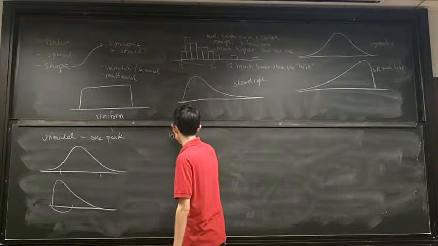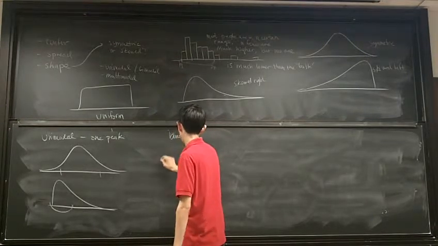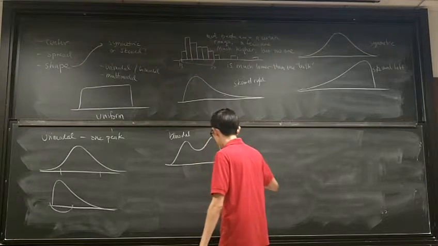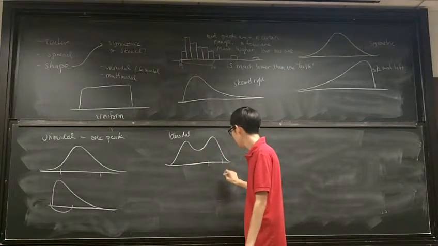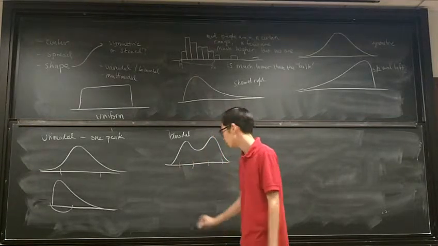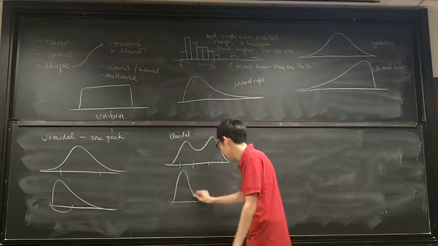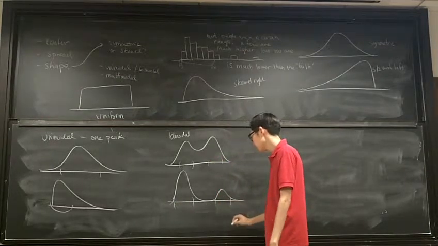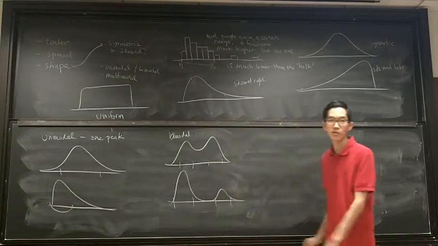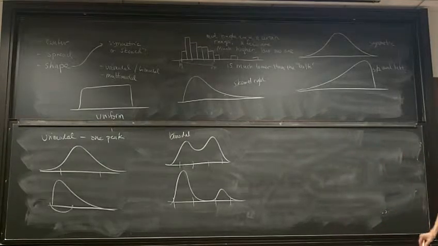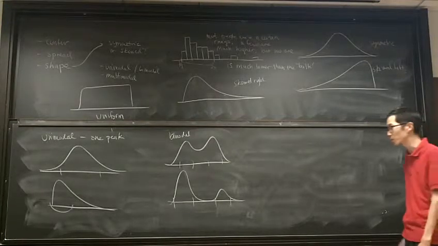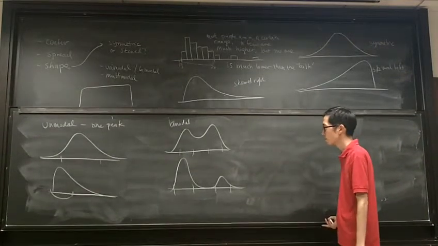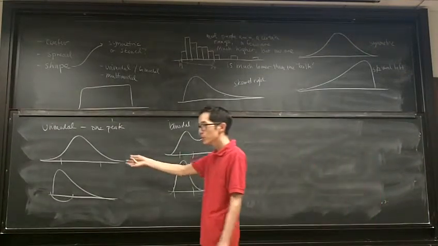Bimodal, two peaks. So maybe it looks like this. A lot of people exist in this range, a lot of people exist in this range. And then bimodal could also be something like this. A lot of people exist over here, and some people exist over here, but there's two different peaks. So what would the uniform be? Uniform, we just call it uniform. We don't really say unimodal or bimodal there. We just say uniform there.